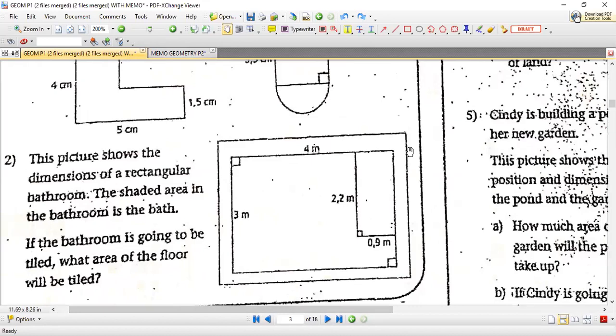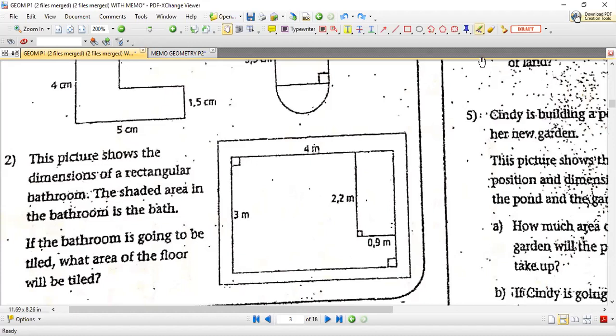we are going to look at the dimensions as being the inner figures that is drawn on a page. So we have the outer part is the page. Let's assume that's the page. So they say that the shaded area is the bathroom, which is 2,2 by 0,9 meters. In fact, this 2,2 by 0,9 is the bath. If the bathroom is going to be tiled, what area of the floor will be tiled?